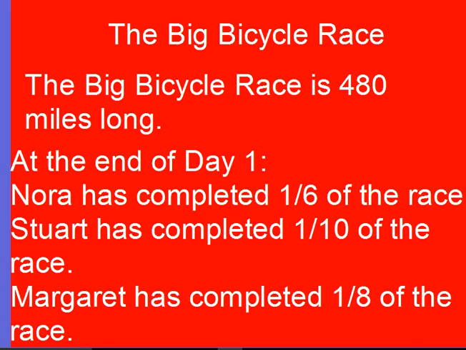Well, we can first look at who completed more and who's further ahead, because we know how to compare fractions. So let's go back on what we already know, and by looking at this, Nora went 1/6 of the way, Stuart went 1/10 of the way, and Margaret went 1/8 of the way. Stop and talk to your partner about who went the furthest, who's ahead, and who's in last place, and why.